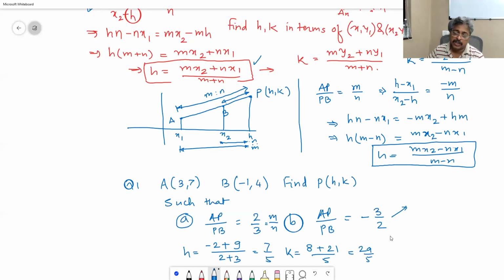As far as this one is concerned, what you have to do is, actually here we have taken minus m by n. So the value of m is 3 and n is 2. Now you have to use this formula.